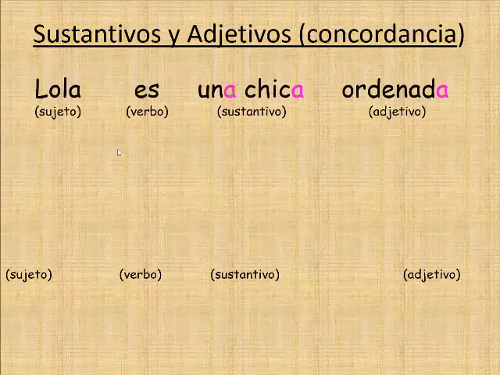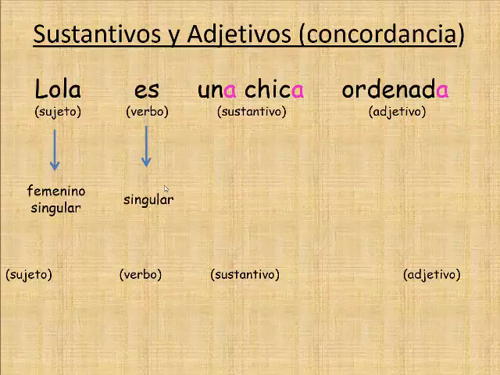Okay, sustantivos y adjetivos a little bit more. Now we're going to look at a singular femenino example. So Lola is the subject. Es is the verb conjugation. Una chica, now here's the difference. Una chica is the noun here is femenino singular, and therefore ordenada, the adjective, has to be femenino singular, and that's what we call concordancia. Okay, the noun and the adjective have to agree. And it would be the same thing really as if our noun was just the subject, Lola. Lola es ordenada. Ordenada has to agree with our subject, which is femenino singular.